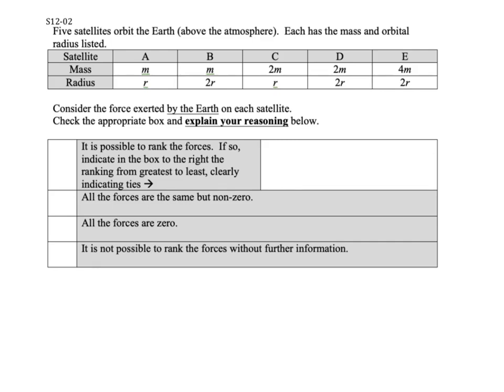Chapter 12, Sample Problem Number 2. 5 satellites orbit the Earth above the atmosphere. Each has the mass and orbital radius listed below. Consider the forces by the Earth on each satellite. So we want the force exerted by the Earth. So let's just talk about one of them.